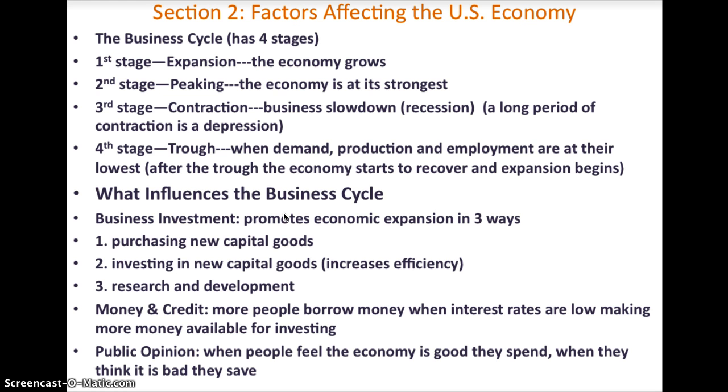Now, if the economy slows down, but it happens gradually, then it starts to contract, and we know that when something contracts, it gets smaller, and that's the third stage of our business cycle. The businesses start to slow down. And if this happens over a very long period of time, this contraction can actually go from a recession into a depression. And then finally, in the fourth stage, we hit the trough.